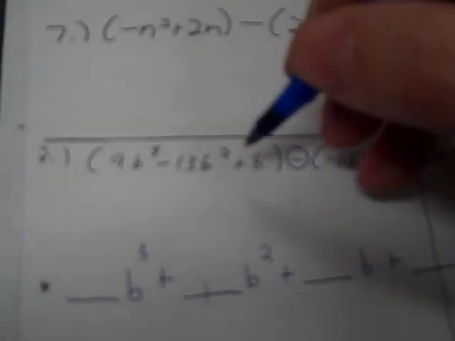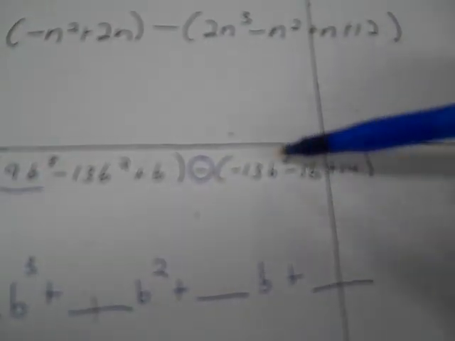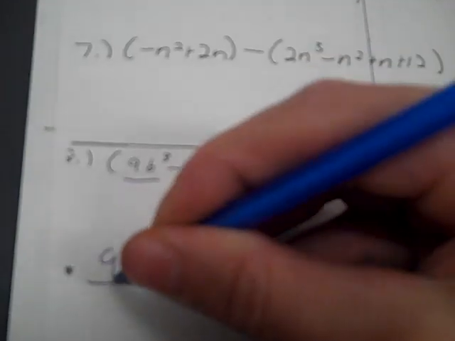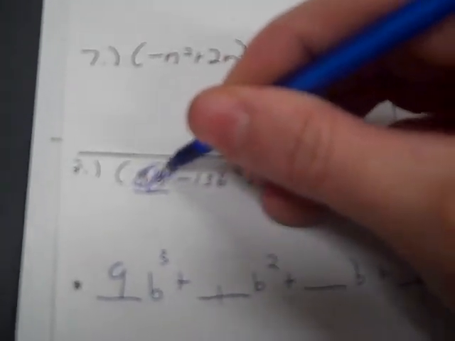Okay, so in the first polynomial for b to the thirds, I have the 9b to the third, and I don't have any b to the thirds in here. So it's going to be 9 minus 0. Well, 9 minus 0 is 9, okay? And then we can cross that out.